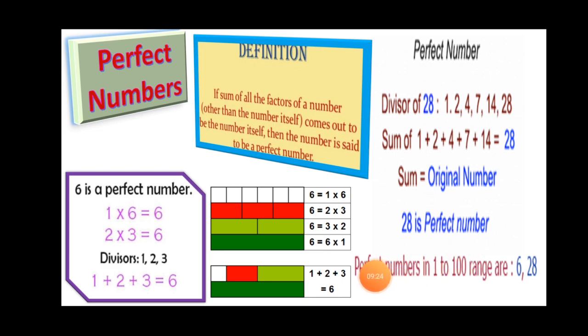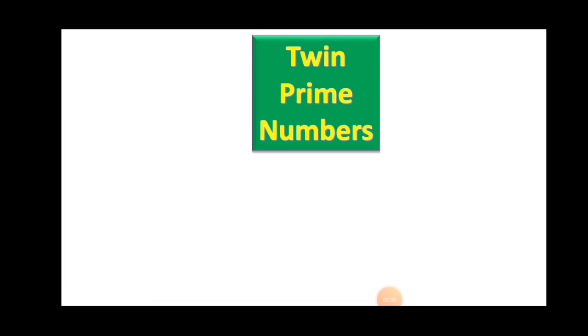So you can see that the perfect numbers are 6 and 28 when we take the range of numbers from 1 to 100. This much is clear. Now after this we will learn about twin prime numbers.